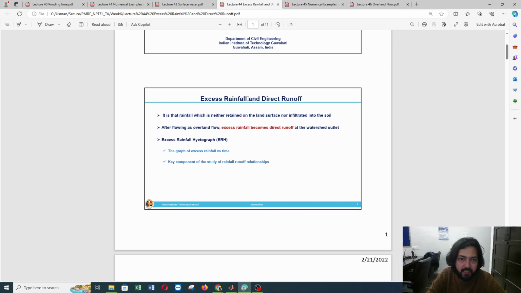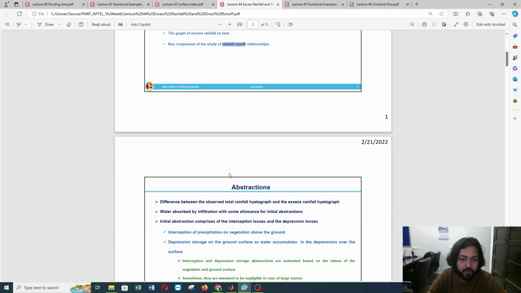So in order to understand excess rainfall, there is a graph. We can analyze this graphically also, and that graph is called the excess rainfall hyetograph. This excess rainfall hyetograph is a graph of excess rainfall versus time, and it will help us identify the relationship between rainfall and runoff. So if we want to understand that relationship, we can use the excess rainfall hyetograph and derive a relationship between rainfall and runoff.